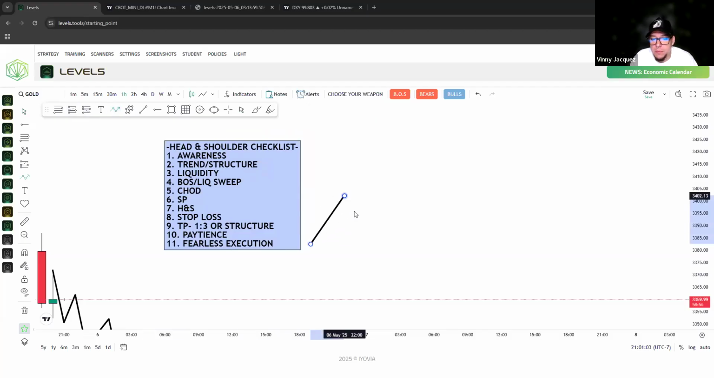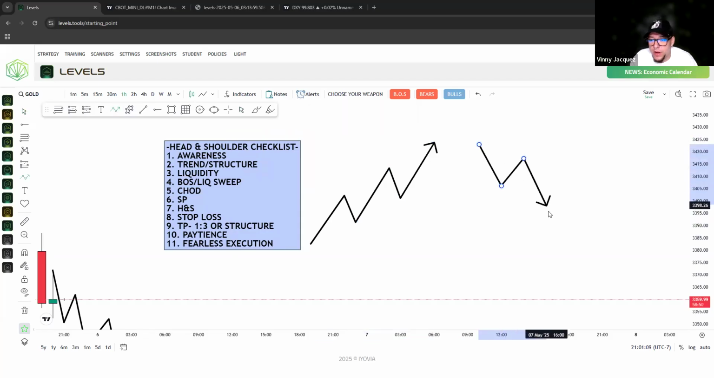Understanding if the market is in an uptrend or a downtrend is half of the battle, guys. If we're in an uptrend, should we be looking for buys or sells?